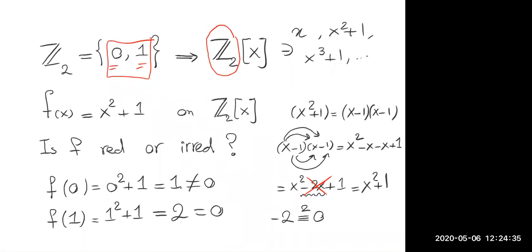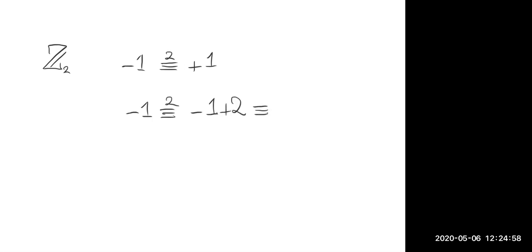But we could see that slightly even easier. So on Z2, minus 1 is equal to plus 1. Do you agree? Well, because minus 1 mod 2 is the same as minus 1 plus 2, which is 1. Yeah. So x squared minus 1 is the same as x squared plus 1, because minus 1 and plus 1 are the same. I asked you to decompose this one, but you could say these two are equal.